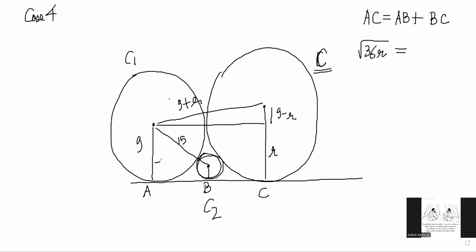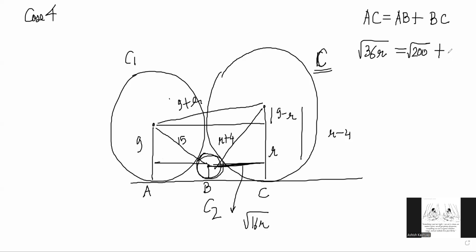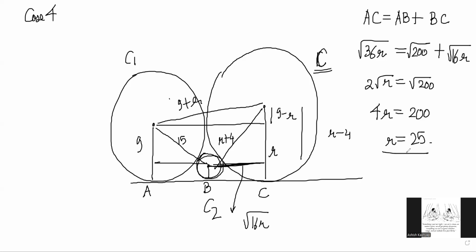This is 15, so this is root 200. So root 200, and BC is going to be this distance, BC, and that will come using root, this will be R plus 4, and this length is basically R minus 4, and this length will come out to be root 16R. So the equation is slightly different here, right? So you're getting 6 root R minus 4 root R, so 2 root R is equal to root 200 in this case, and you get 4R is equal to 200. So R is equal to 25, right?